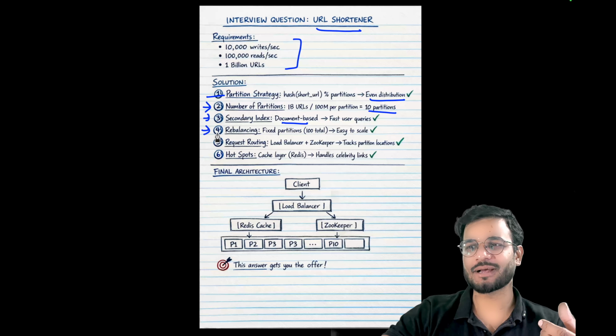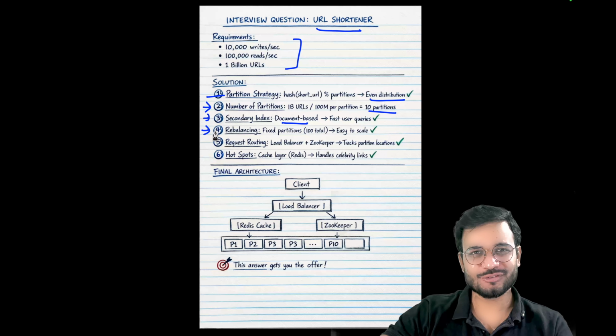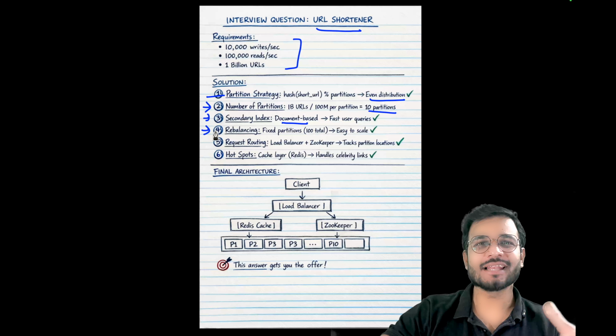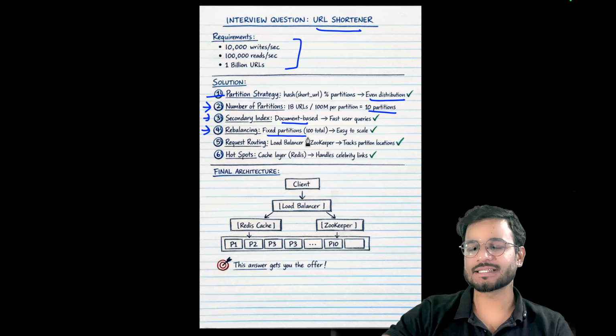Fourth thing is rebalancing. As we discussed previously, how do we rebalance the data, how are all the requests routed, how we can route particular customers' requests much faster. We can use fixed partition strategy, with a total of 100 partitions. That way we can easily scale the data. Fifth step is request routing. In that we can talk about the load balancer and ZooKeeper approach that tracks the partition's location in every server.